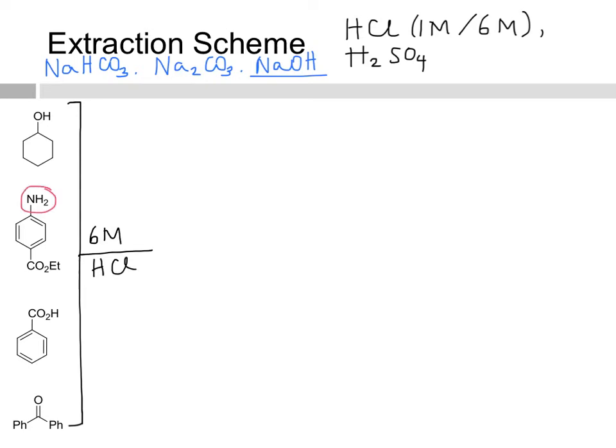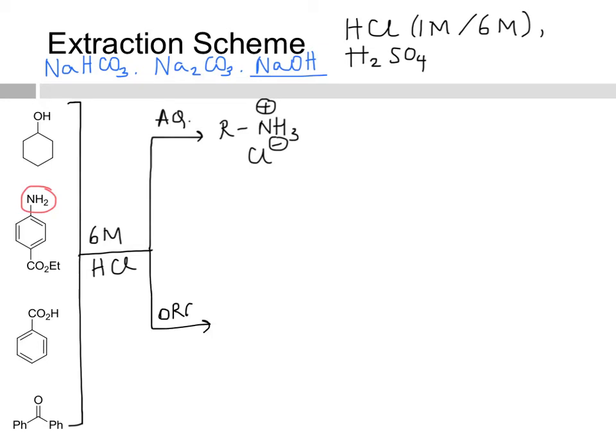protonation of this amine to form the ammonium salt, which means that now in our aqueous layer, in our water layer, we have the ammonium salt, and it's going to be in the water layer because it's ionic, and everything else is going to remain neutral, and so these are all going to go in the organic layer. So in our organic layer, which may be dichloromethane or ether, we've got everything else. We've got the alcohol, we've got the carboxylic acid, and we've got the ketone.